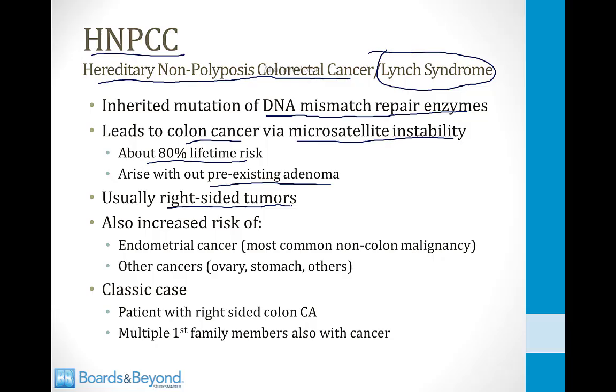And people with HNPCC are also at risk of other tumors. Importantly, they can get endometrial cancer among women. This is the most common non-colon malignancy in people with HNPCC. And they can also get other cancers like of the ovary, stomach, or other organs.